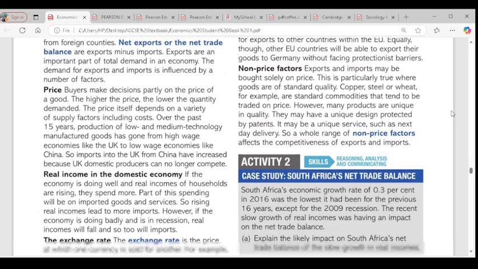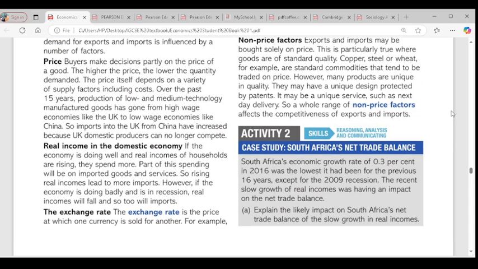So that takes us to the factors that determine the level of export and import. The first factor is price. When we talk about price, we're talking about the amount you have to pay on exports or imports. Buyers make decisions based on price. That's the law of demand. The higher the price, the lower the quantity demanded. The lower the price, the higher the quantity demanded.